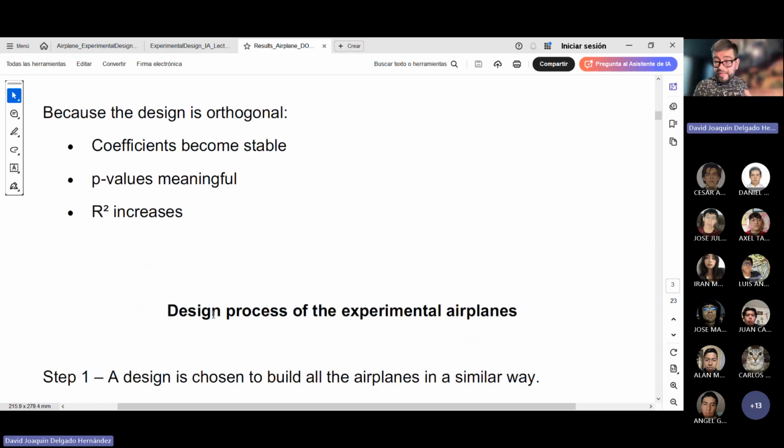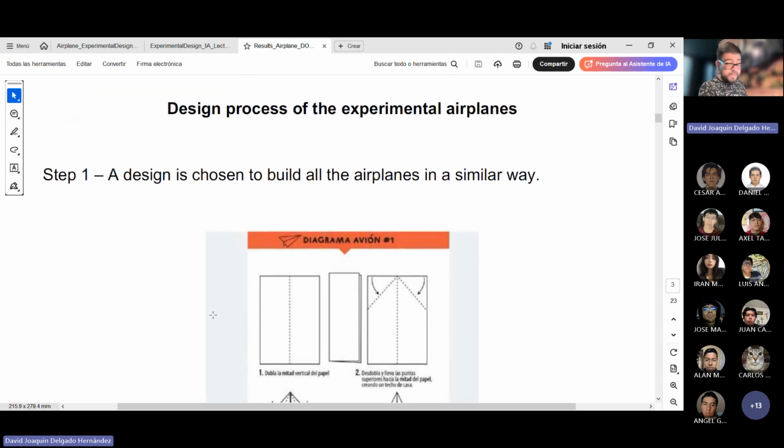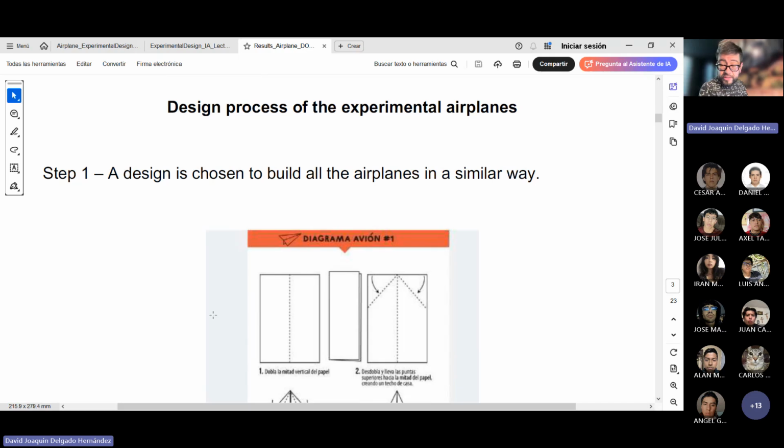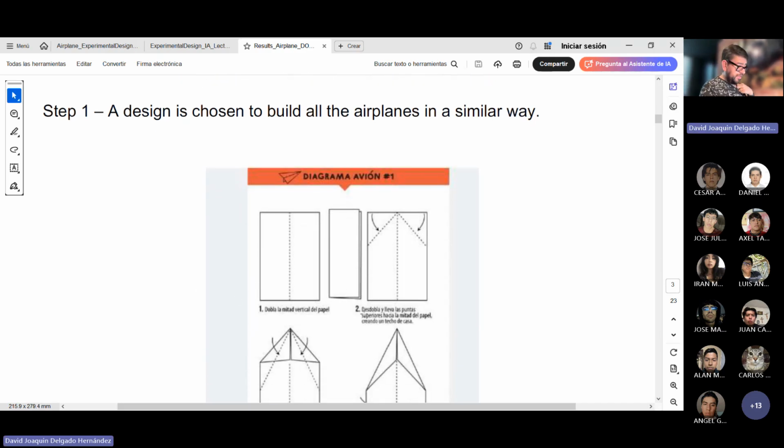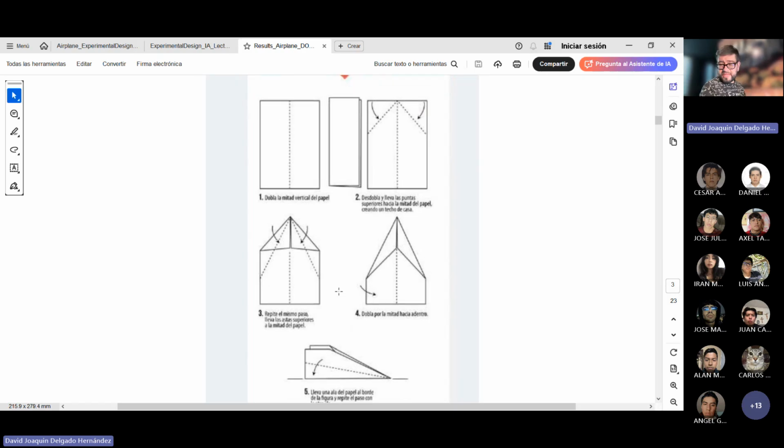So what will be the process for designing the airplanes? Okay, the first step is to choose the same design for all the airplanes. So what I did here was to look on the internet and I decided to choose this design. So I decided to use this model in order to build all the airplanes.